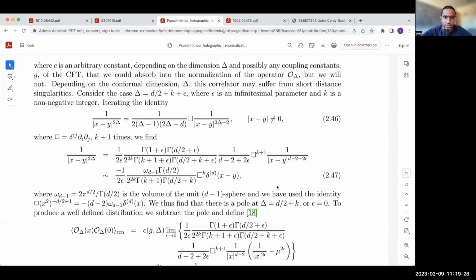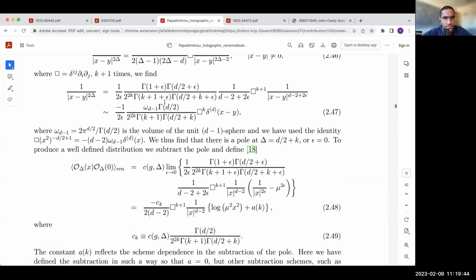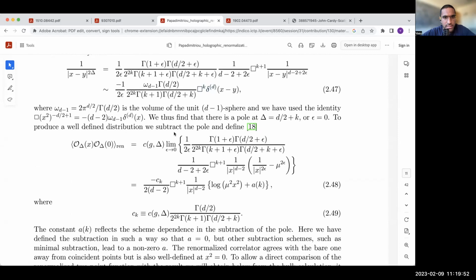This is valid when x minus y is not 0, and we iterate that expression as Papadimitriou shows. If you do this k plus 1 times, you get the following expression, which you can effectively write in terms of a purely local contribution. So there's this very nice 1 over epsilon times this delta_k of delta term. And they say, let's try to renormalize the two-point function. How would we do that? We would take epsilon to 0 and subtract this contribution, clearly.